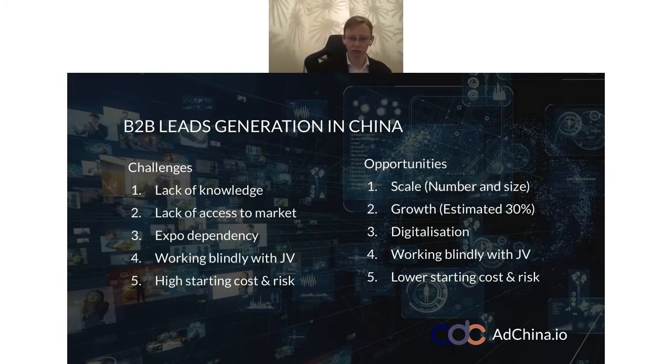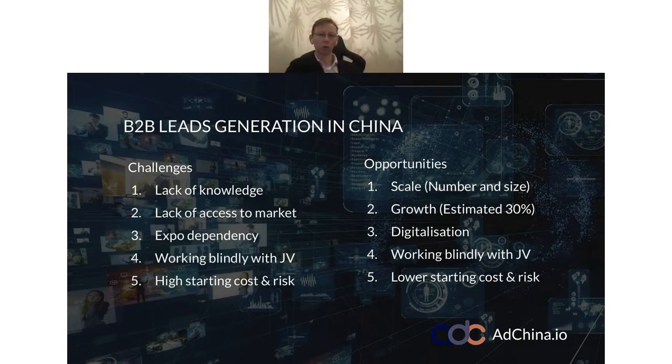Thanks also to the digitalization we talked about, and new tools like, for example, Ad China, the starting cost to enter the Chinese market has gone down a lot. As an example, to start doing LinkedIn advertising in China, traditionally that has been 50 to 100,000 US dollars minimum just to get an account up and running and be able to run ads. Now with Ad China, we're able to get it started for around 5,000 to 6,000 US dollars, and that's not the cost, that's the initial budget.